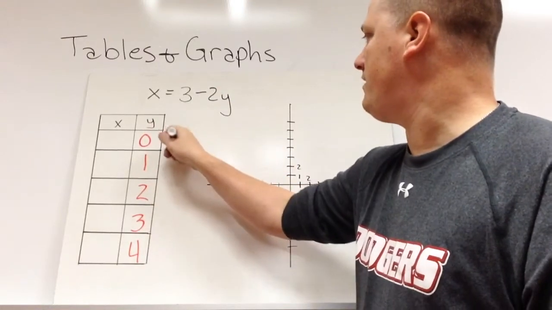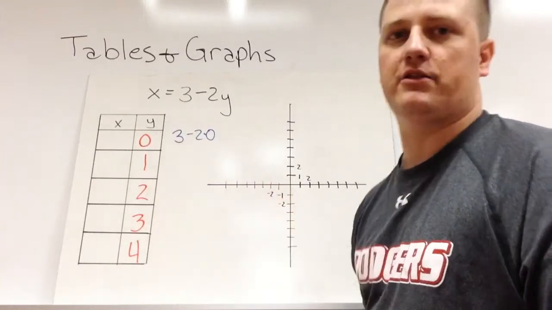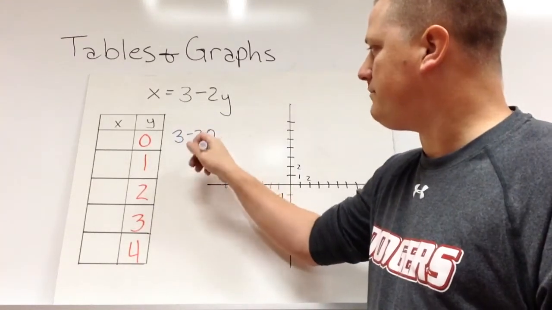0 goes in for y. 3 minus 2 times 0. Make sure, in a problem like this, you follow the order of operations. 2 times 0 is 0.